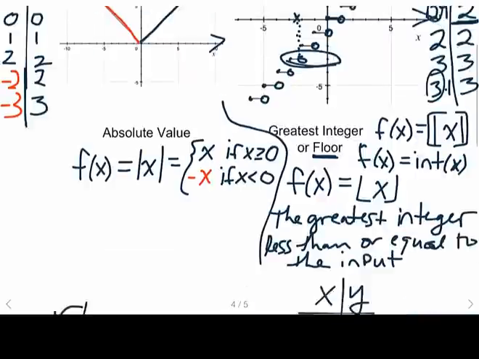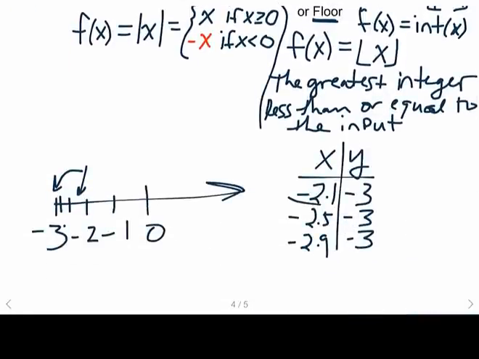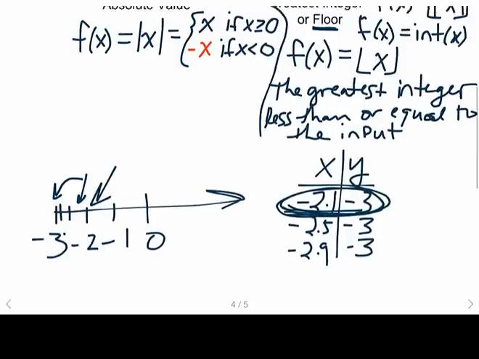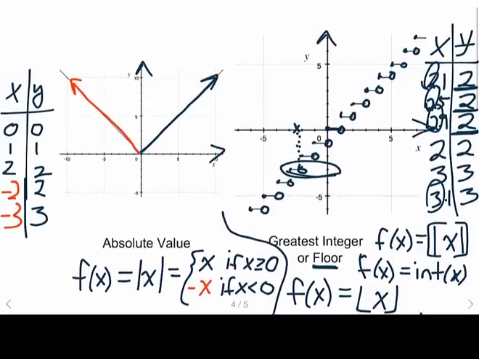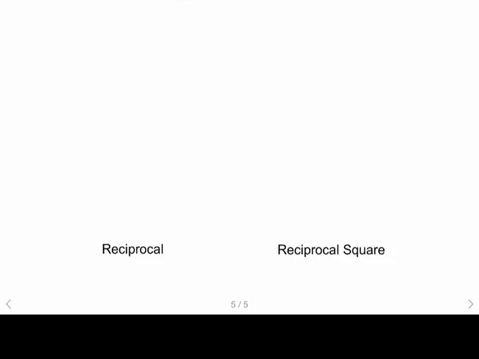But for negative numbers, you go for the last integer you pass. Say as you're getting larger and larger in value, the last integer you pass to get to -2.1 is negative 3. Because again, negative 2 is actually bigger than negative 2.1. Okay, I think I've drilled that to death. Let's move on to the last two.